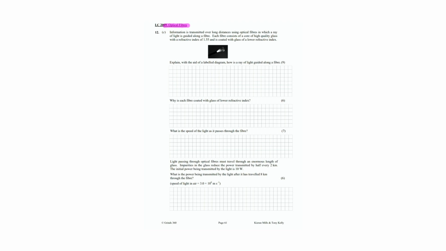So information is transmitted over long distances using optical fibers in which a ray of light is guided along a fiber. Each fiber consists of a core of high-quality glass with refractive index 1.55 and is coated with glass of a lower refractive index. So what are they asking me in the first part of the question? They say explain. So you've got to write something and you've got to draw a labelled diagram how the ray of light is guided along the fiber. So let's have a look at this question in detail.